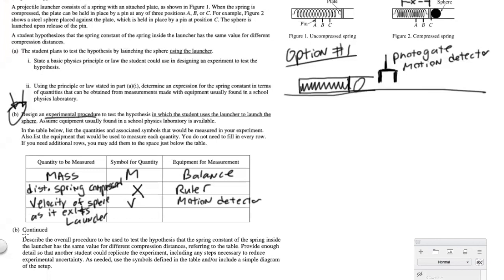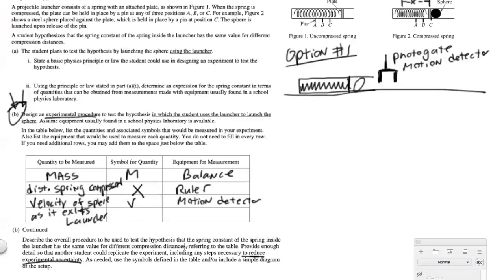Okay, the second part of B. Describe the overall procedure to be used to test the hypothesis that the spring constant of the spring has the same value for different compressions. And we need a lot of detail, and we want to reduce experimental uncertainty. And the way you're going to do that is by having multiple trials.